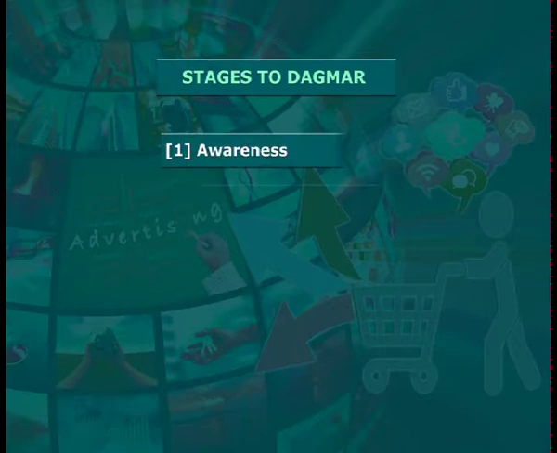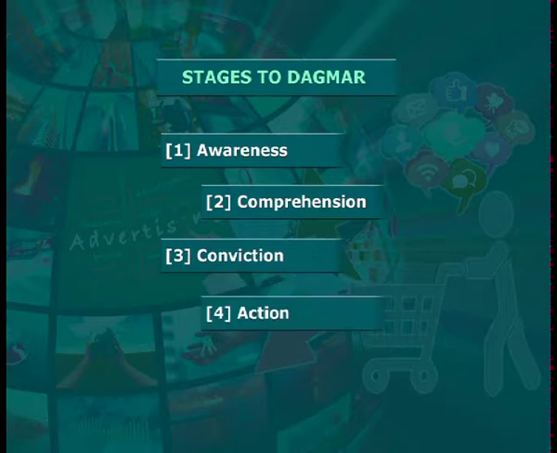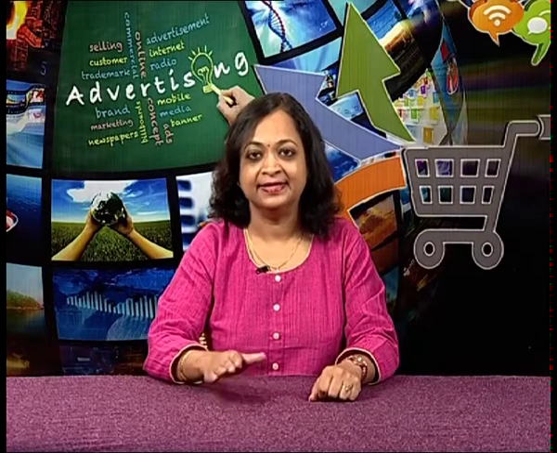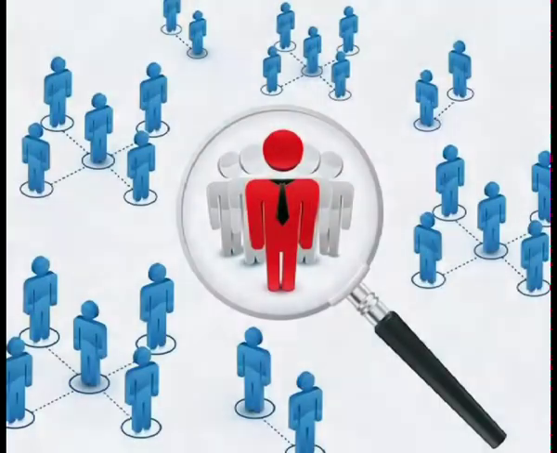Now let's see the stages of DAGMAR. According to DAGMAR, each purchase prospect goes through 4 steps: awareness, comprehension, conviction and action. These steps are also known as the ACCA advertising formula. ACCA is a descendant of the AIDA advertising formula and is considered to be more popular and comprehensive than AIDA. Developed for the measurement of advertising effectiveness, it maps the states of mind that a consumer passes through. Important parts of decision in the DAGMAR model are definitions of target audience, that is, people whom the advertising message is addressed to, and objectives, that is, goals of the advertising message.